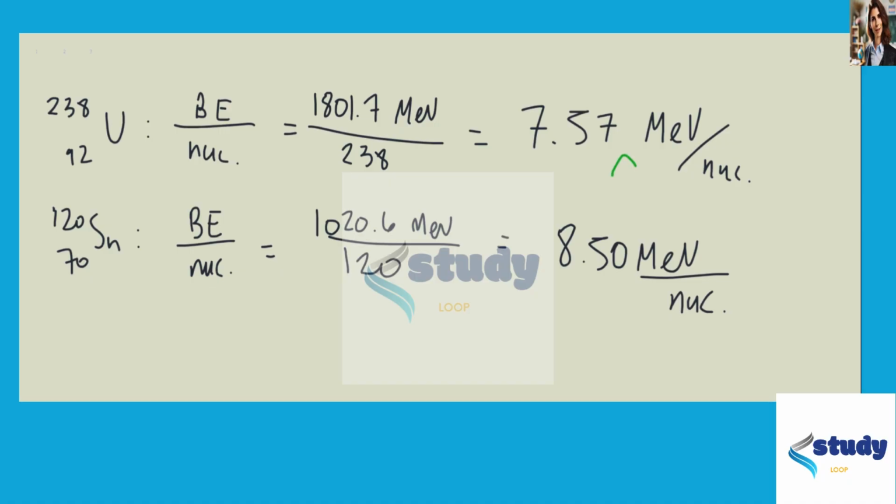Okay, so there we go. We found our binding energies per nucleon for both the atoms that we were asked about. Now, which one of those is more stable? Well, it will be the one with the biggest energy per nucleon. The more energy per nucleon you have, the more energy it would take to break the atom. And so uranium has a lower binding energy, so it's easier to take the protons and neutrons out of the uranium than it is with tin. So most stable is tin.